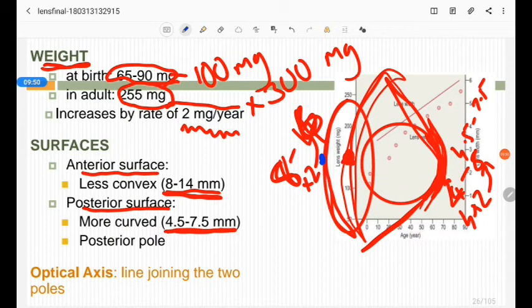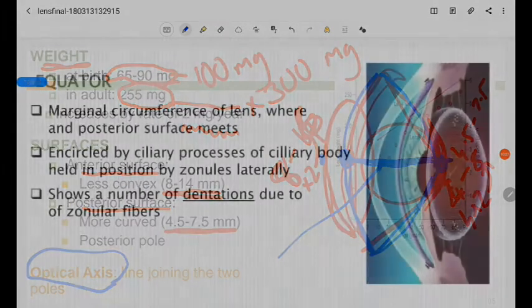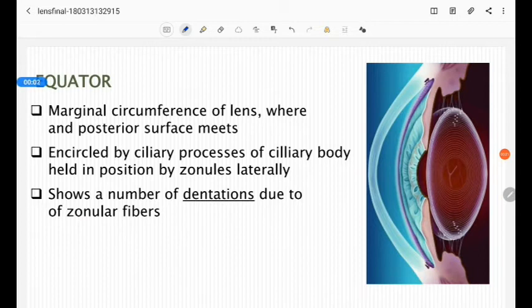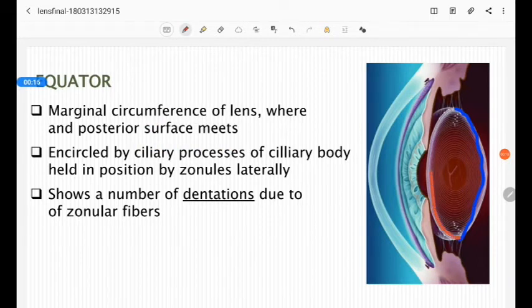Now this is the anterior pole of the anterior surface and this is the posterior pole of the posterior surface. So the line joining the anterior pole and the posterior pole forms the optical axis. Now coming to the equator, the equator is that part of the lens where the posterior surface and the anterior surface actually meets.